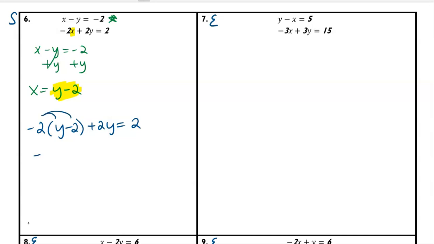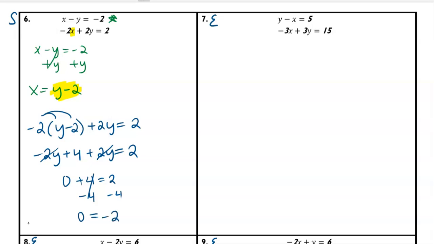So we distribute that negative 2 to have negative 2y and positive 4. Negative 2y plus 2y gets us 0. And we can subtract the 4 from the other side, and we should get 0 equals negative 2. This is not a true statement. 0 is not equal to negative 2. So do these two lines have a solution? No, there is no solution.